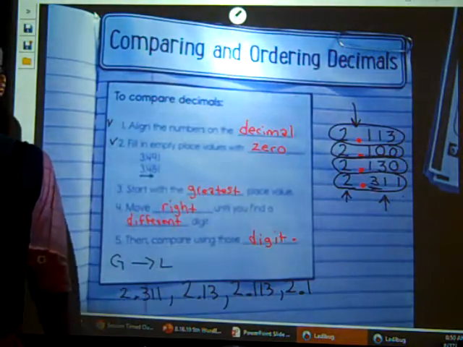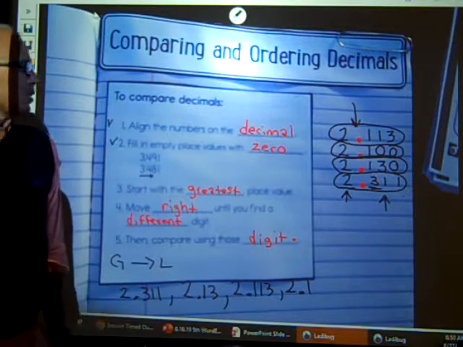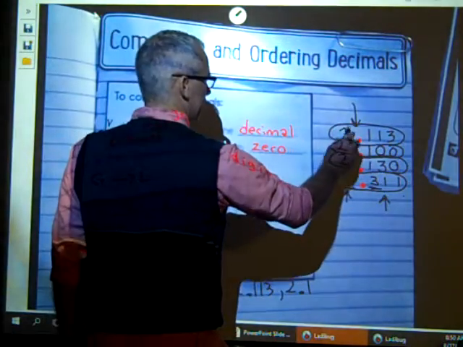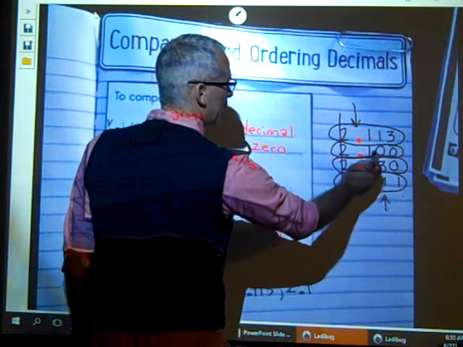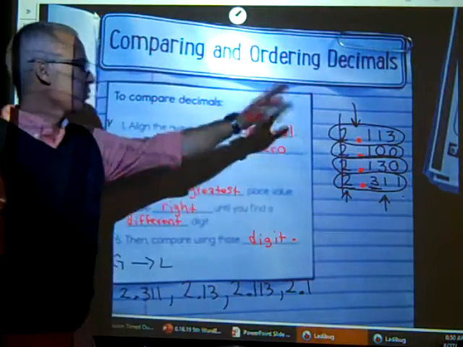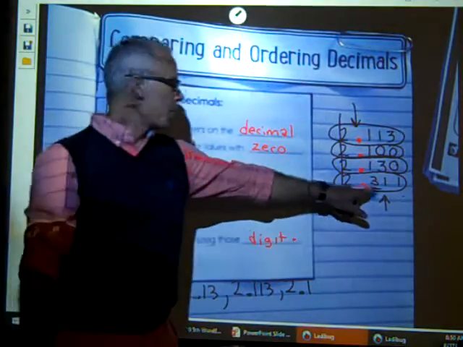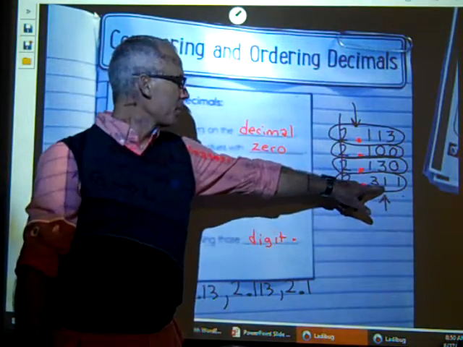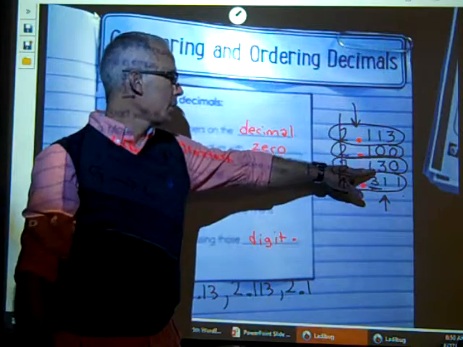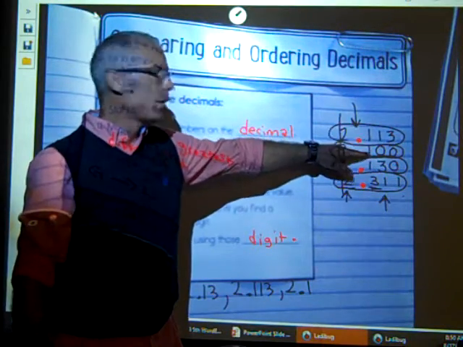Does that make sense? Okay, so take away these zeros for a second. Just look at these 3 numbers. Couldn't you compare those 3 numbers without actually looking at them? Which is the biggest number? 311, right? What's the next biggest number? 130. And then?